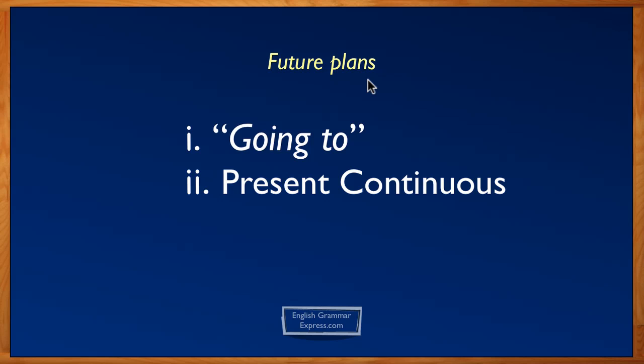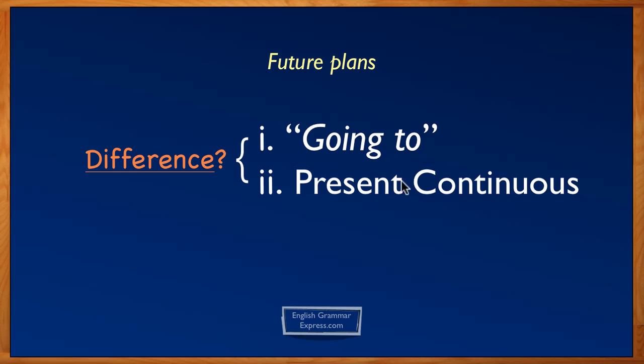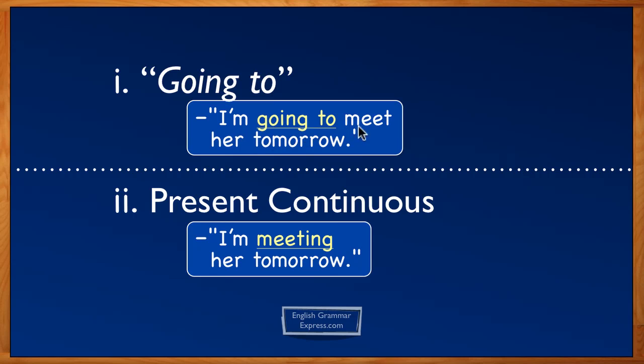For future plans, we've seen that we can use going to and present continuous, not future simple or will. The question now is, what's the difference between going to and present continuous? For example, if I say, I'm going to meet her tomorrow and I'm meeting her tomorrow, what's the difference? Well, the answer is a question of emphasis.